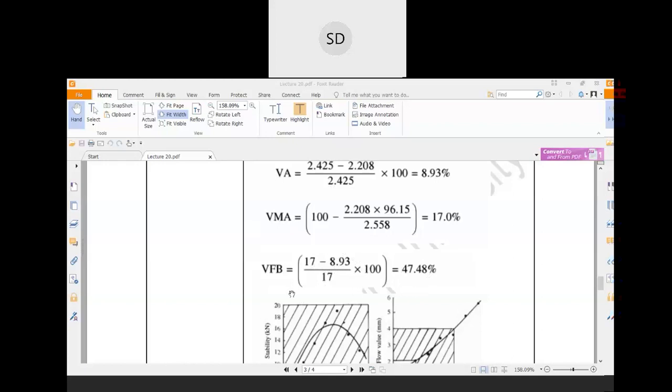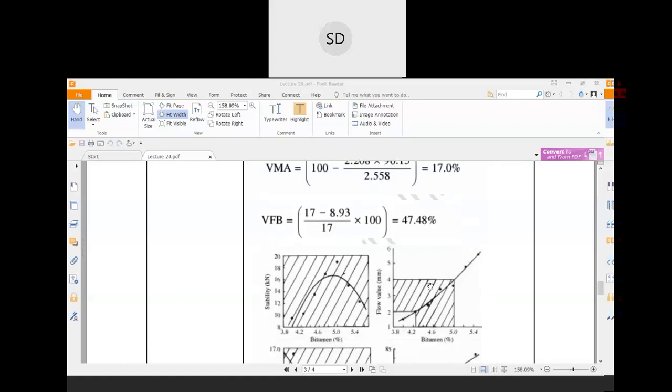So VFB is expressed as a percentage of the VMA. That is, in the VMA percentage, how much VFB is there. That is the meaning. You can find it by 17 minus 8.93, the volume of air voids in the aggregate, divided by 17, into 100. So you will get this value. Here VA is the different pores in the aggregate. Among all these pores, some will be filled up by the bitumen. That is the voids filled with bitumen, and you get voids filled with bitumen as 47.48%.